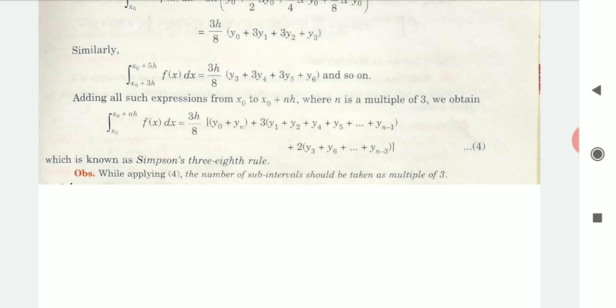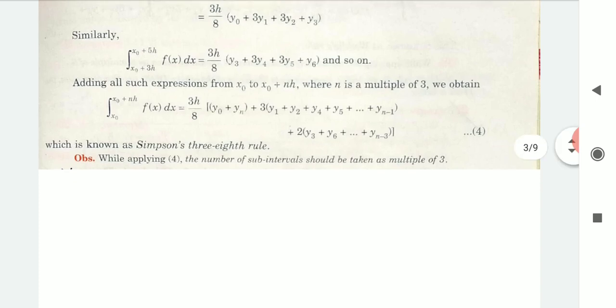Again observation is there. While applying 4, the number of subintervals should be taken as a multiple of 3. So अगर मेरे पास 9 है तो मैं Simpson's 3/8 rule अप्लाई करके न्यूमेरिकल इंटीग्रेशन निकालूंगा. Simpson's 1/3 rule वहाँ पे सजेस्टेबल नहीं है क्योंकि 9 is not a multiple of 2. As simple as that.